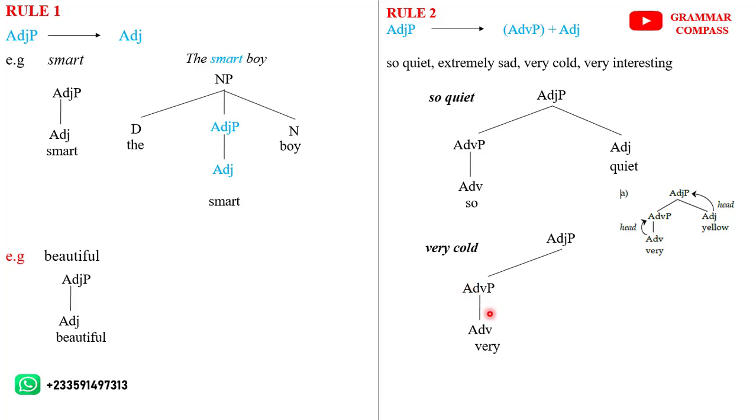Now, what is the head word of this adjective phrase? If the adverb phrase is a modifier, the head word is going to be cold, which is the adjective. So this is the second rule for adjective phrases. And of course, it is the final rule. Here is what you have to do. Write down examples of such phrases and then try to draw your own tree diagrams for them.